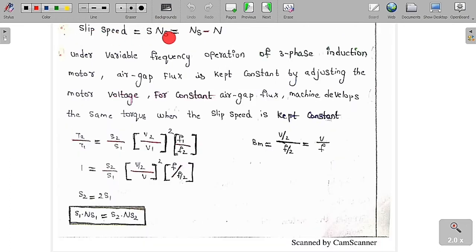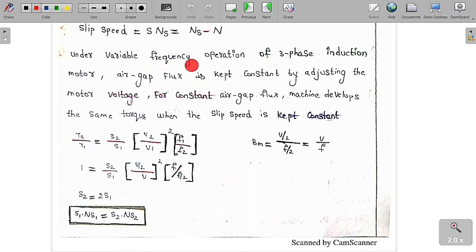Slip speed is the difference between the synchronous speed and the rotor speed: Ns minus Nr is equal to s into Ns. Here you can use either N or Nr, both are the same, it is the rotor speed. So slip speed is Ns minus Nr, which is equal to s into Ns.